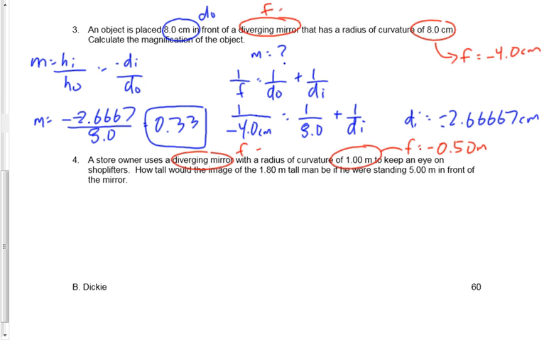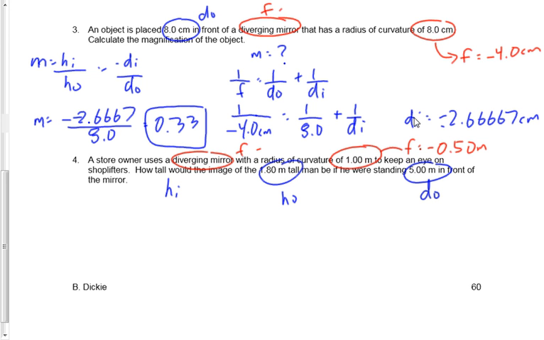To keep an eye on the shoplifters, how tall would the image of a 1.8 meter tall man be? That's going to be HO, the height of the object. If you were standing 5 meters in front of the mirror, this is going to be DO. We're looking for HI.